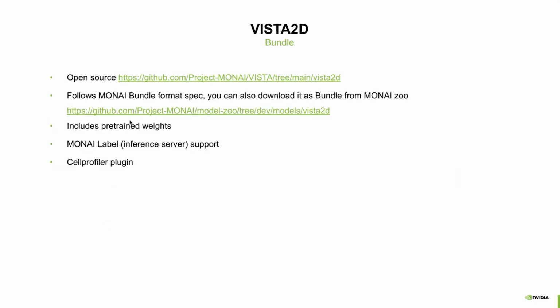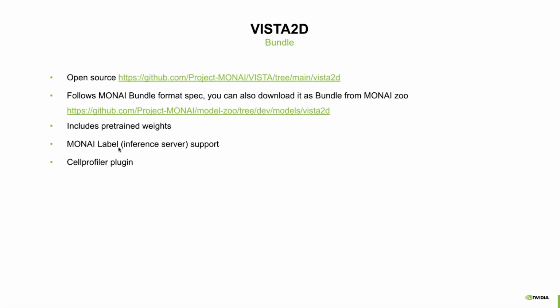All right, so like I said, VISTA-2D is an open source project. You can find it under Project MONAI in a VISTA repository. This is the same VISTA repository as the VISTA-3D project, as was shown by Yufan, my colleague, earlier. It follows the MONAI bundle format specifications, and it lives inside of MONAI Zoo as well at this directory. It includes the pre-trained weights. Because it follows the MONAI bundle, you can use it everywhere else where you can use a MONAI bundle. For example, you can use it inside of MONAI Label inference server.